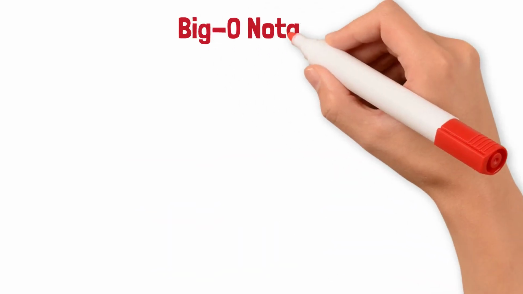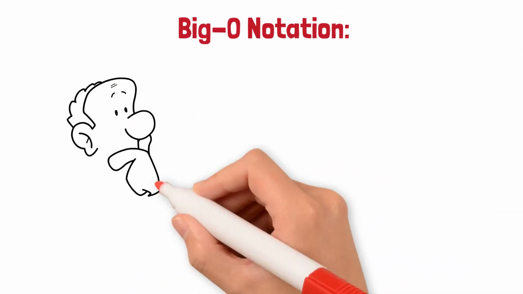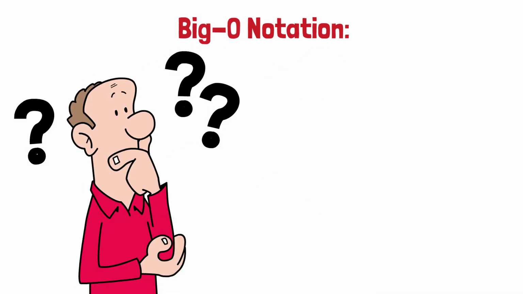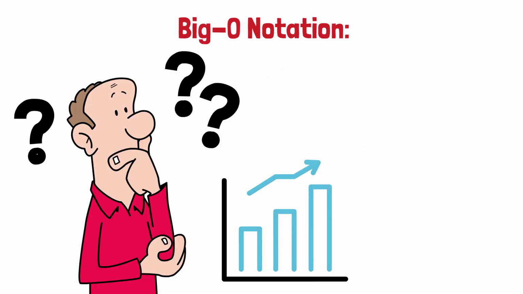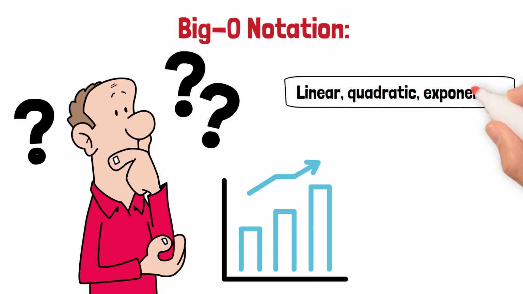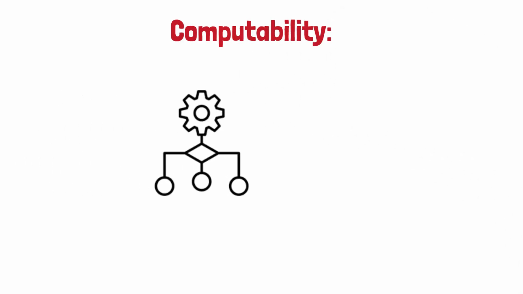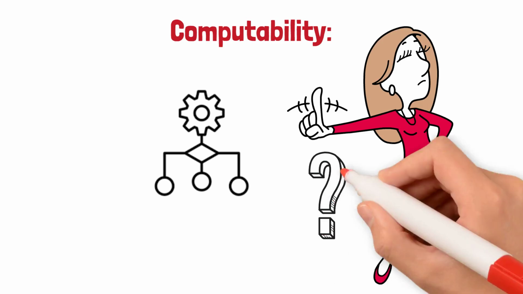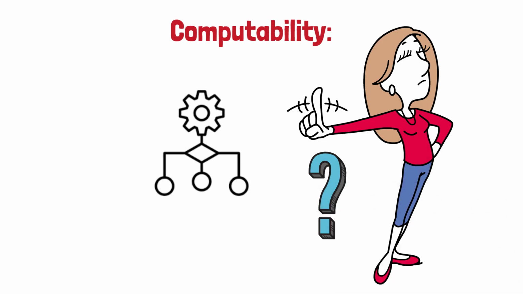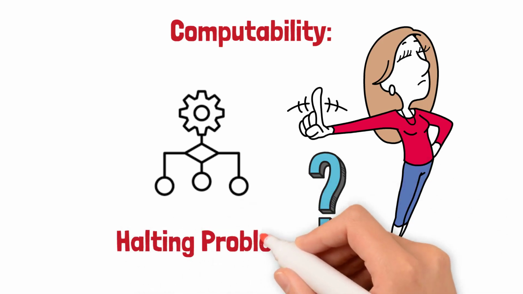Big O notation. This is the language of complexity, describing how the runtime of an algorithm grows with input size. Linear, quadratic, exponential, each step up changes what's practical. Computability. Some problems are beyond algorithms altogether. No machine, no matter how powerful, can solve them. These are called undecidable problems, like the famous halting problem.